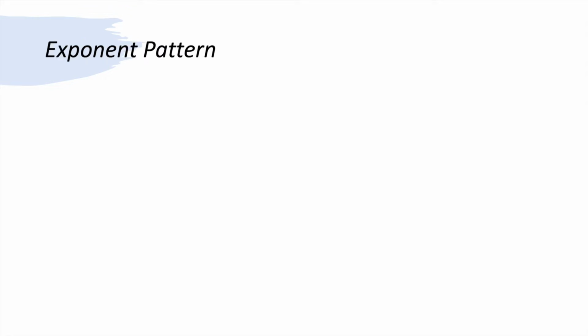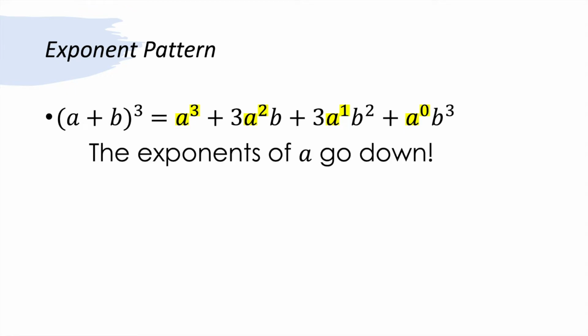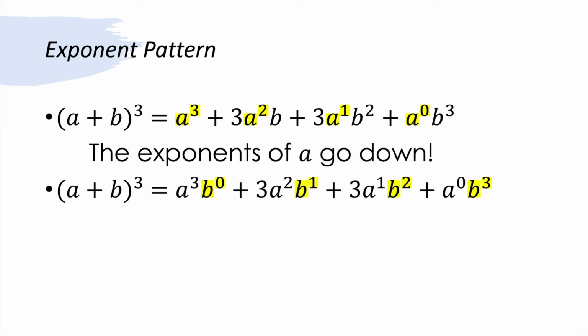Let's just focus on the expanded version of a plus b cubed and see if we can find a pattern for the exponents in the result. Notice that the exponents for a in the result start from 3 and go down from 3 to 2 to 1 to 0. So the exponents of a go down. And then if we look at the exponents for b, we'll see that they start at 0 and then go up from 0 to 1 to 2 to 3. So the exponents of b go up.